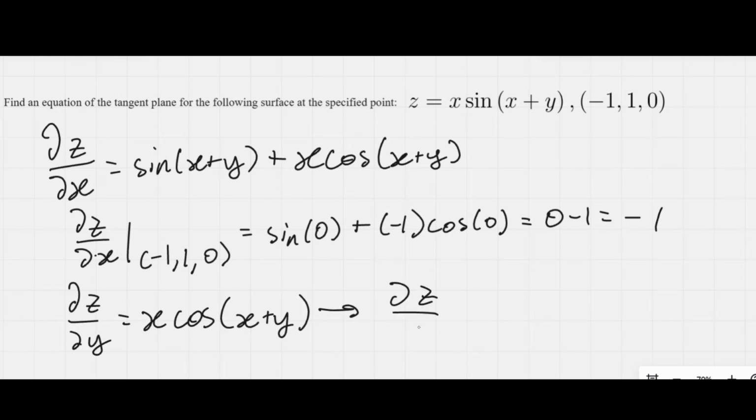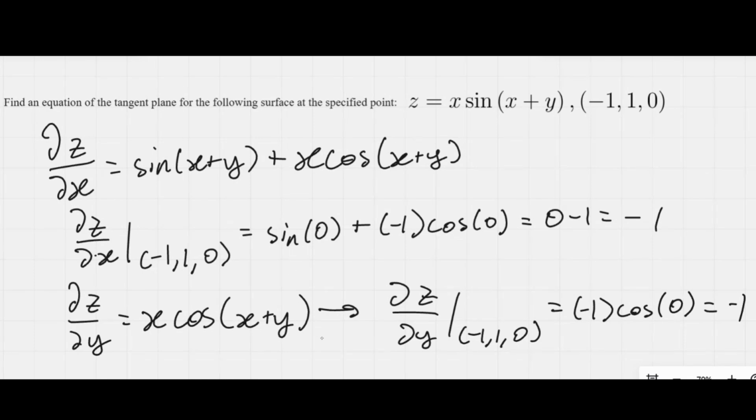Calculating the partial derivative at a given point, that point being negative 1, 1, 0, leaves us with negative 1 cosine 0. Hence, we can say that the partial derivative of z with respect to y at the given point is negative 1. Alright, so we have calculated both partial derivatives.